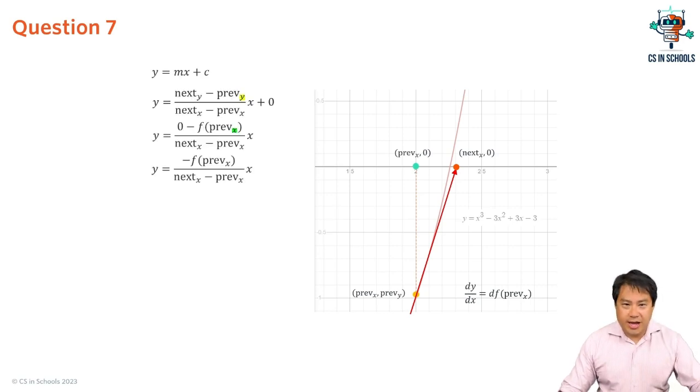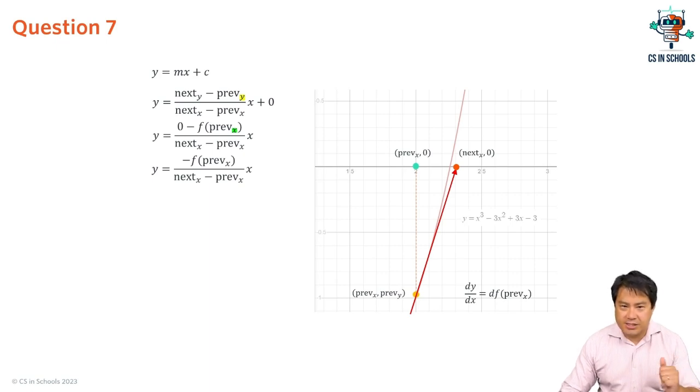So the other equation can be obtained using the rise over run approach using the next and the previous points. So y equals mx plus c. M can be broken down as next y minus previous y, all on next x minus previous x. Now next y is going to be 0 because that's the x-intercept, so the y is going to be 0. Previous y is the function evaluated at previous x. So that's where we have previous y equals negative f of previous x. And the run is just next x minus previous x. And then we have the x afterwards.